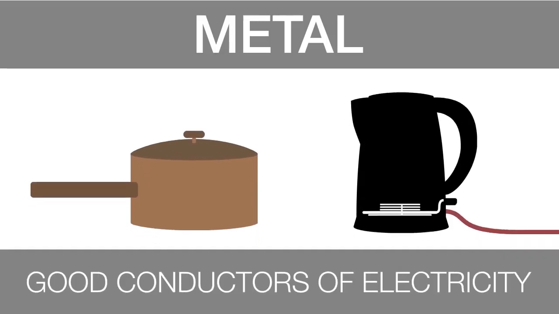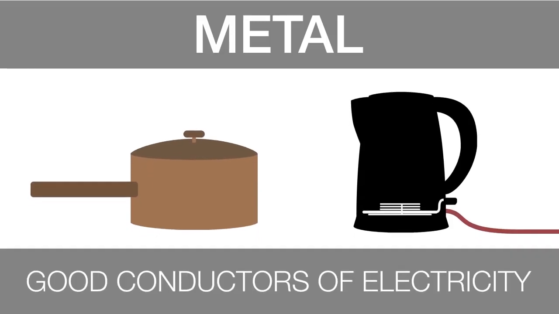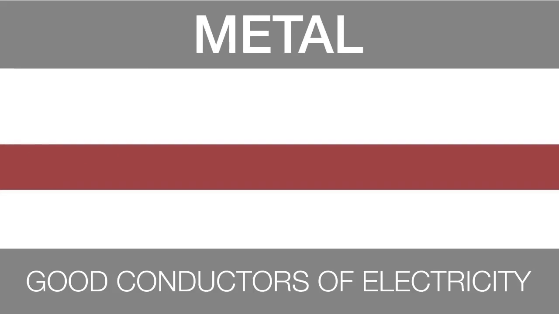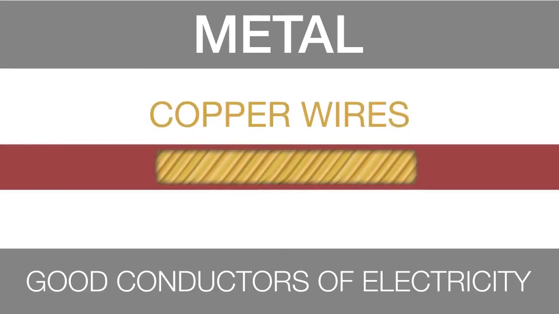Metals are also good conductors of electricity. The wire connecting your kettle to the electrical socket is actually made of many copper wires, insulated with a layer of rubber. Think about the shapes of the everyday objects we described.